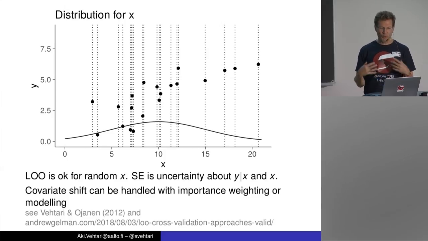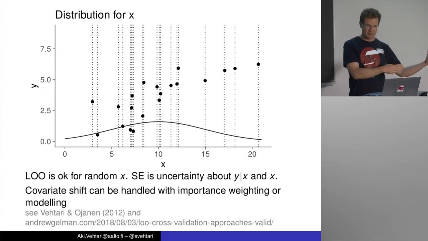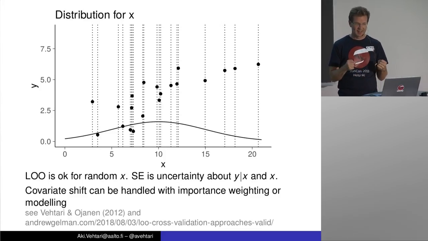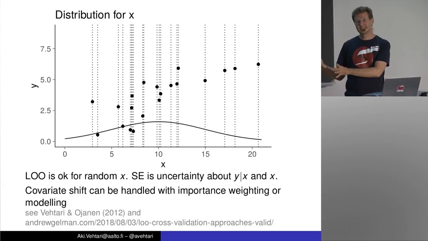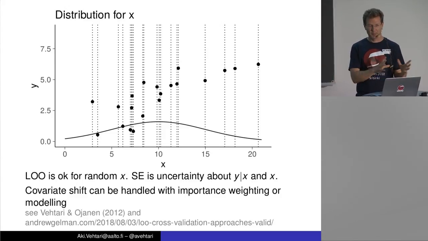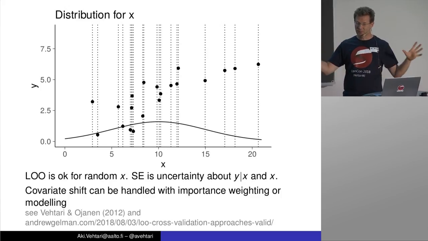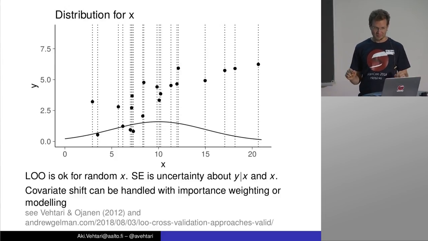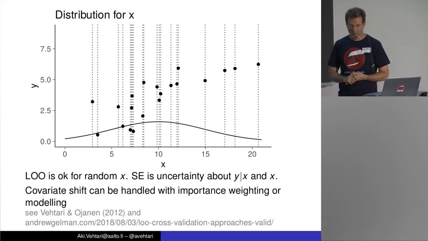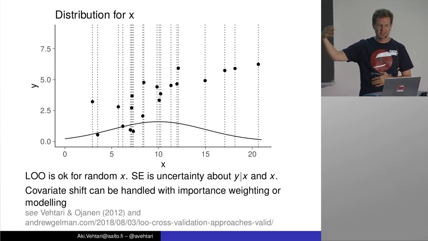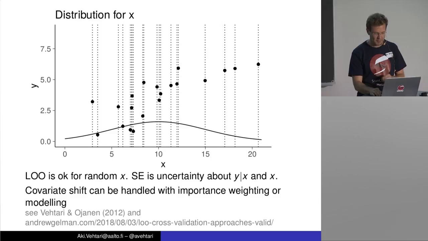In both of these cases, whether it's fixed or random, we can also take into account that the future x's, whether they are fixed or random, have different values than what we had in the data, as long as we are still working close to those observations we already have. So we can handle some covariate shift, but if we think that in the future these x's will be much beyond what we've observed, then we also need more modeling.